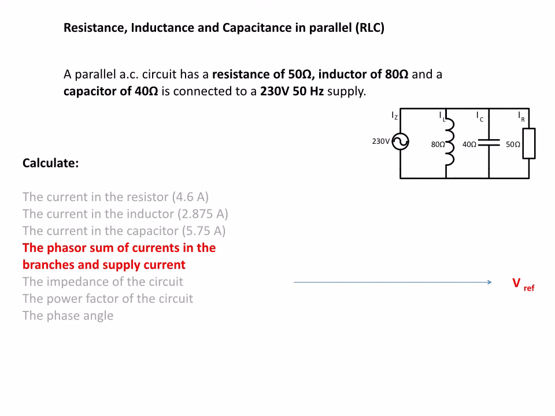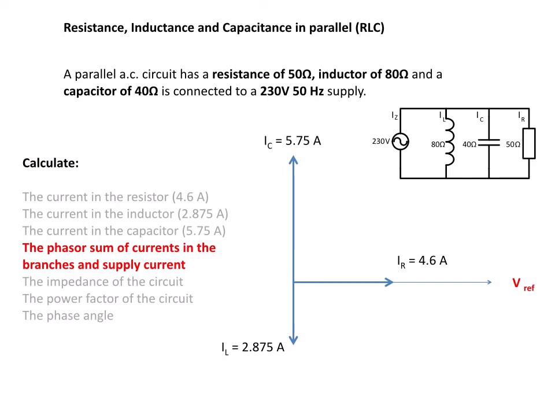Now when we draw the phasor diagram, we're going to have the two currents in opposition to each other. So as our voltage again as the reference, the resistive current in phase of 4.6. IL is going to be lagging the voltage by 90 degrees, and that's 2.875. And our IC is going to be leading the voltage, and that's our 5.75. Now you can see the IC and the IL are in direct opposition to each other.